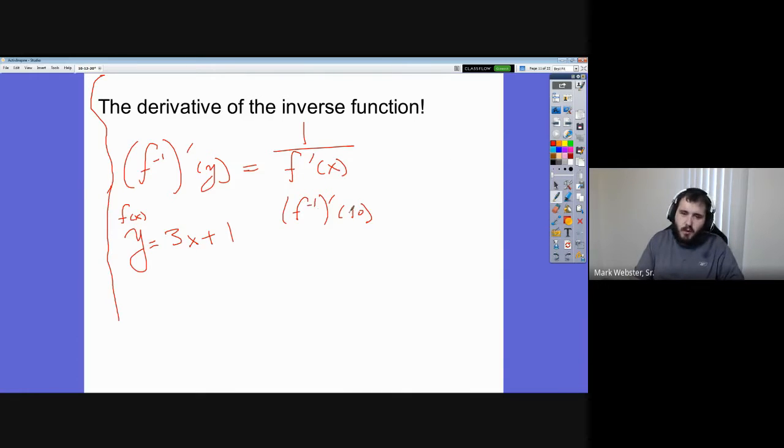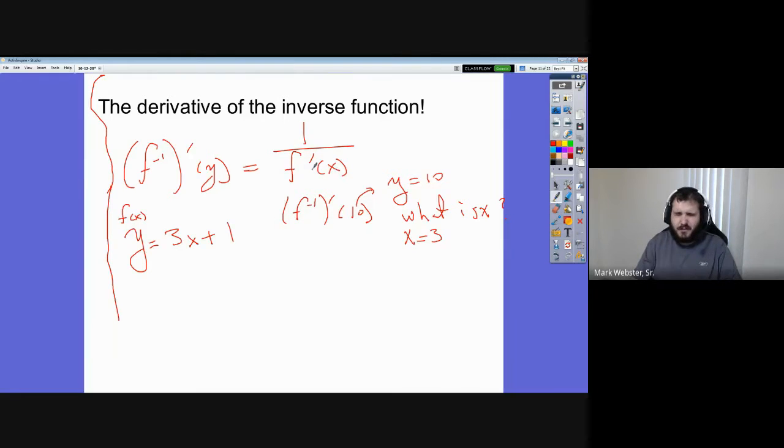So if they want, this is your y value. What is x? Well, just plug in for y and find x, right? You do that, 10 equals 3x plus 1. Subtract the 1, divide by 3, you better get 3. So now you have all the things you need, right?